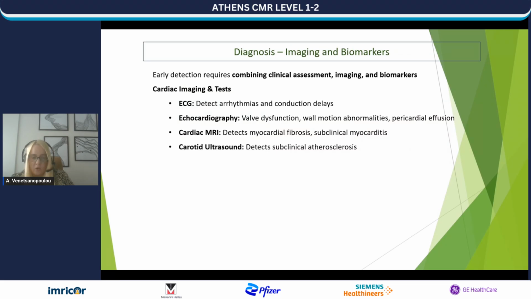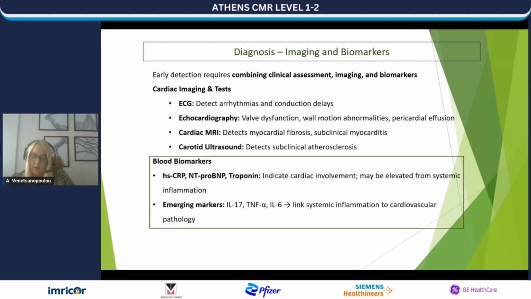So, moving to diagnosis, we know that diagnosis is challenging because cardiac involvement is often silent. A combination of clinical suspicion, imaging, and biomarkers is essential. There are routine tools, which include ECG to detect arrhythmias and conduction delays, and echocardiography to assess valve dysfunction and wall motion abnormalities. However, this often misses early disease. Cardiac MRI is particularly powerful. It's able to detect subclinical myocarditis and fibrosis before symptoms progress. Cardiac ultrasound may also reveal early atherosclerosis.